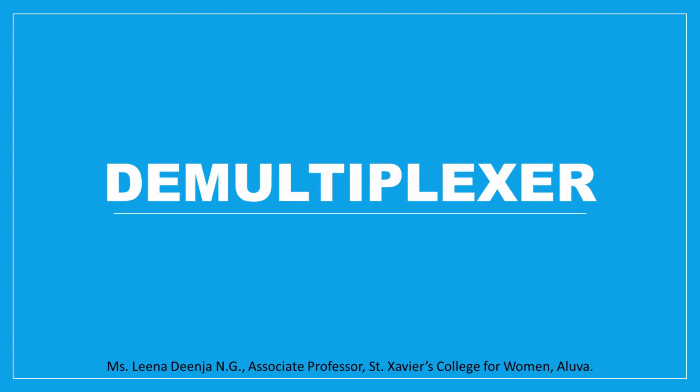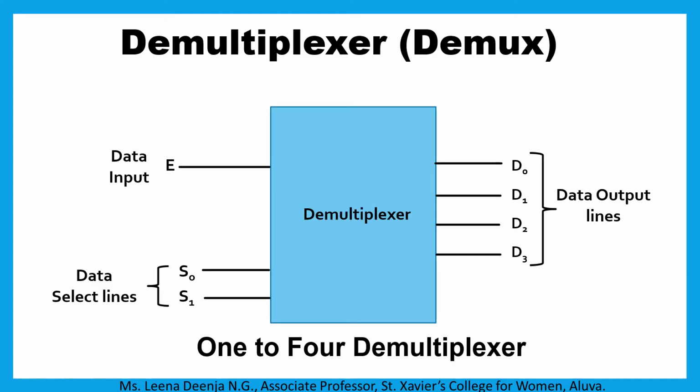Hi everyone. Through this class, we are going to study the working of a demultiplexer. A demultiplexer is a combinational logic circuit designed to deliver multiple outputs from a single input. It is also known as a data distributor or Demux. The demultiplexer converts a serial data signal at the input to parallel data at its output lines.